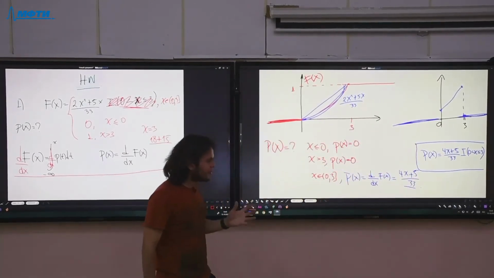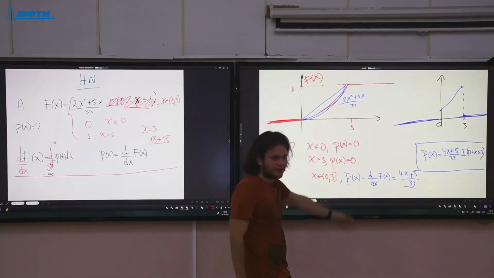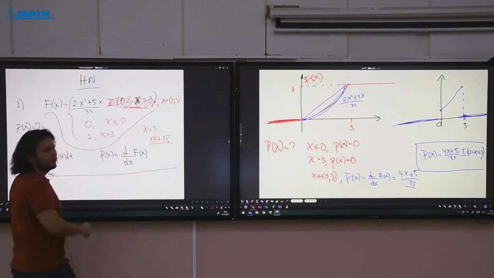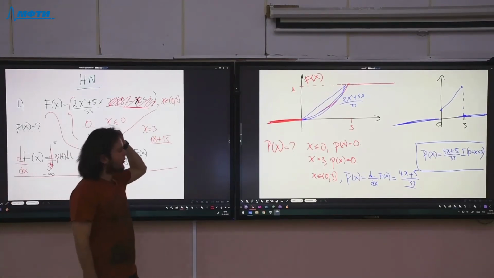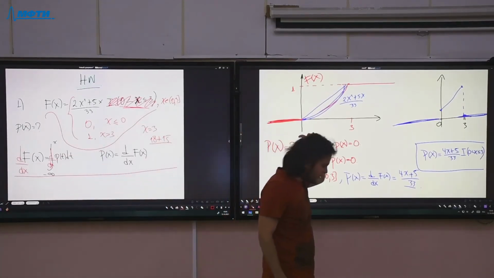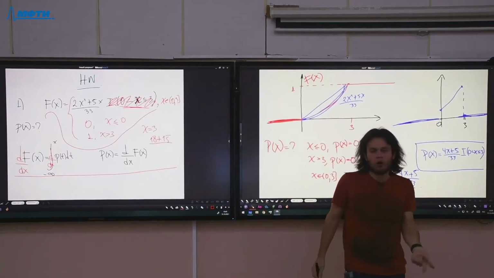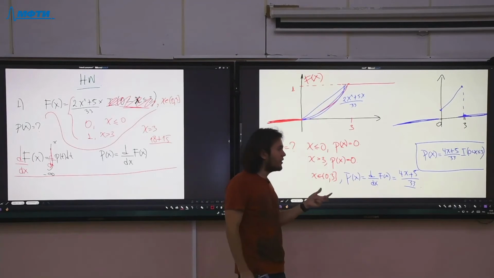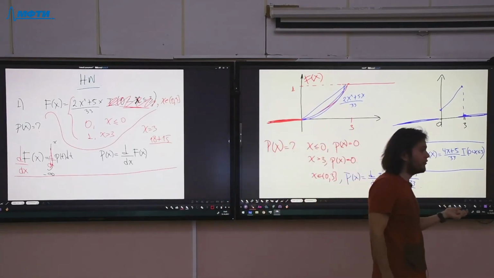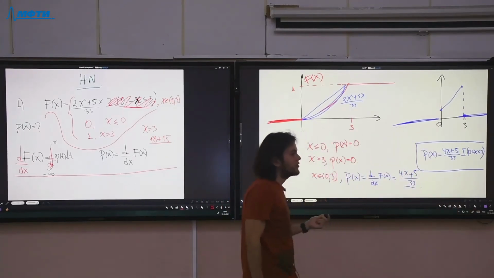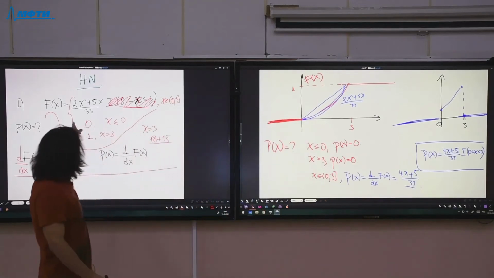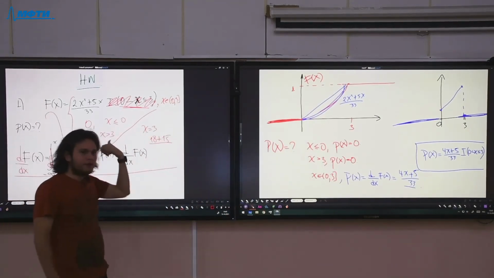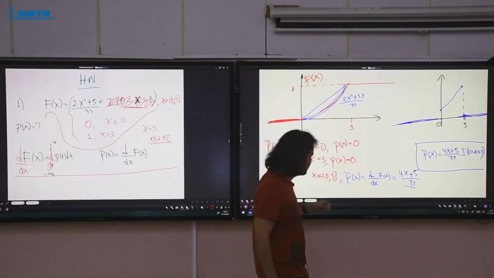So in the test, you will have something like this. You will be given this, and I will ask you to find the CDF, to draw the CDF and to draw the PDF. And I think if we don't have the test next week, then we will have time to define how to find the expected value and how to find the variance. And then we will have to find the expected value and the variance of this. Okay.